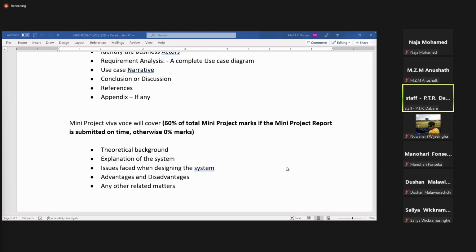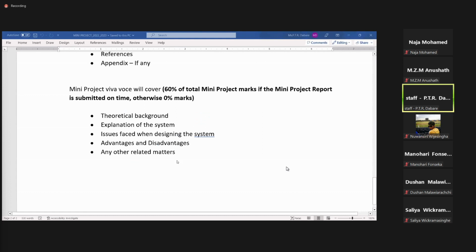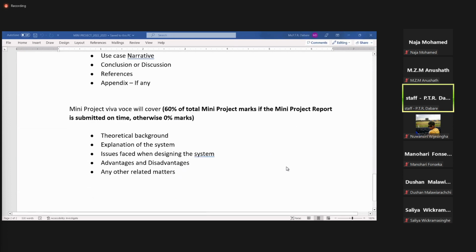Explanation of the system: you have to explain what system you are going to design. Then the issues faced when designing the system, the advantages and disadvantages of proposing a system, and any other related matters will be covered. This is what you have to cover for your mini project. For the report, you have to include all these things, and for the Viva, you have to be ready for them.